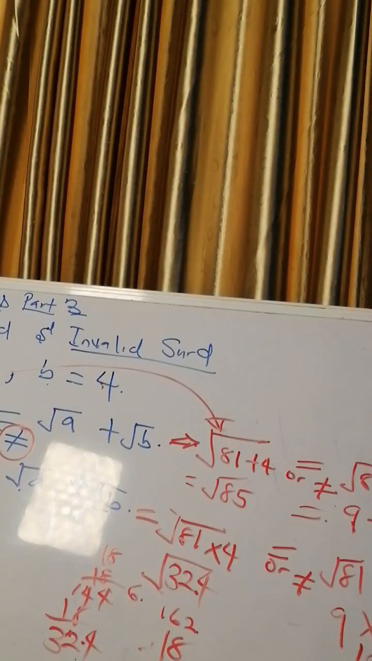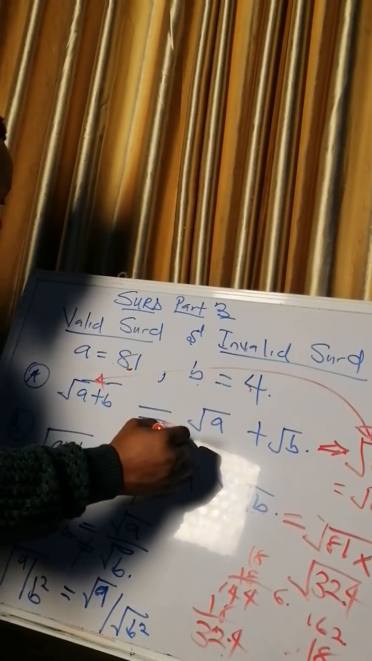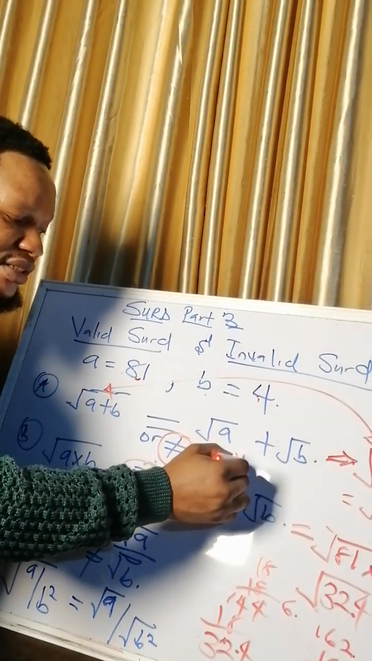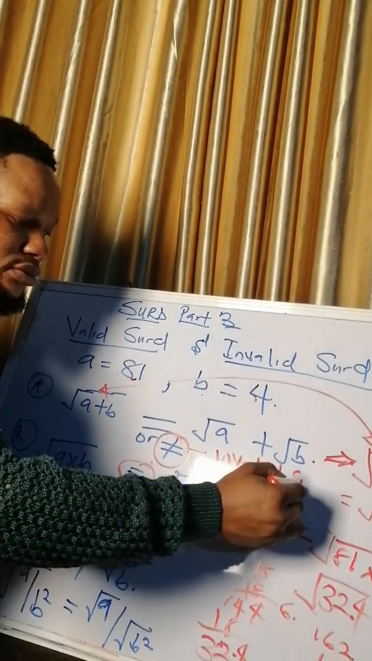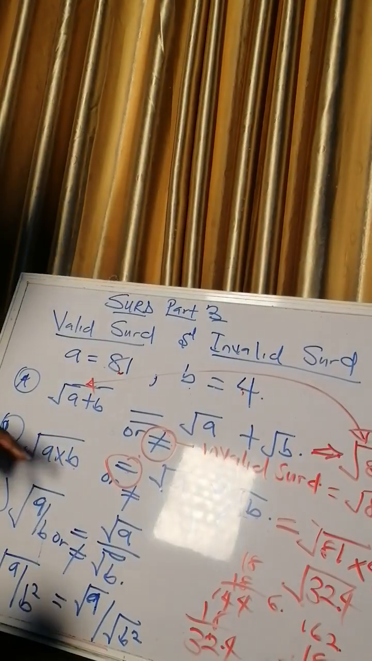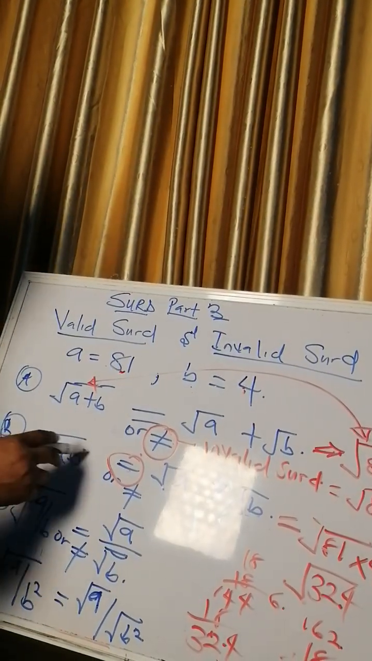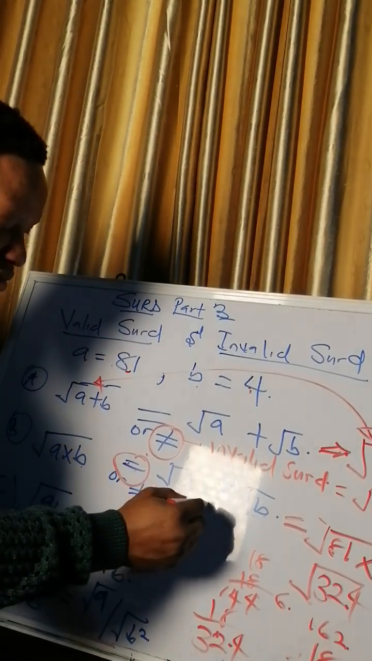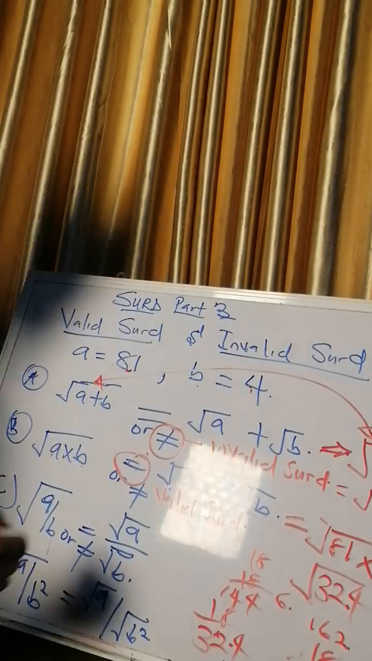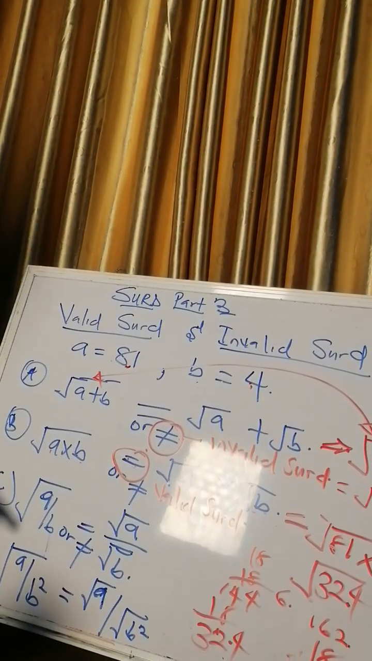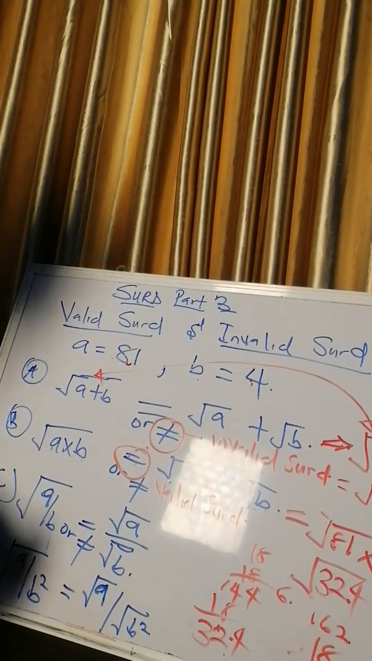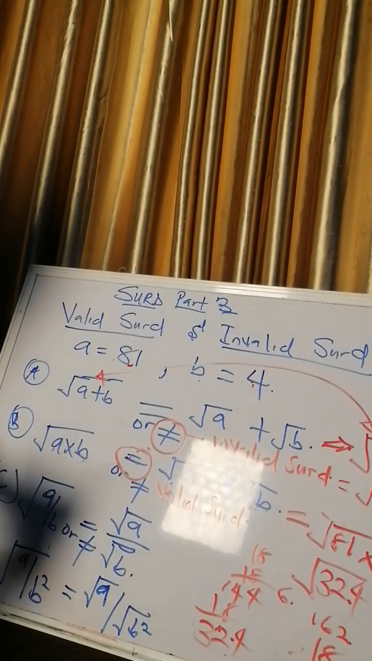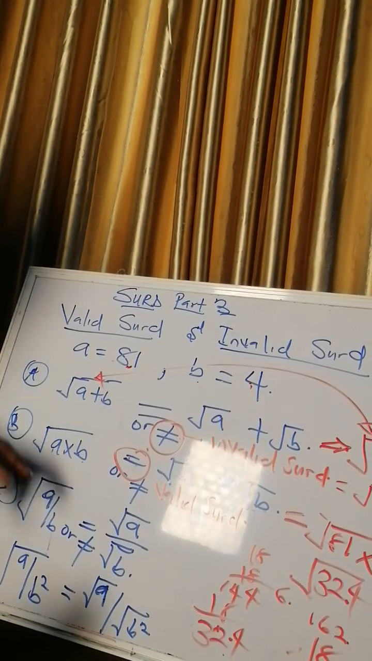For the first one, because it's not equal, it is called an invalid surd. Now, for this second one, because the answer is equal, this one is called a valid surd. Okay, so we can do the same for A over B. I hope this one is clear. If you look at it very well, don't get confused.